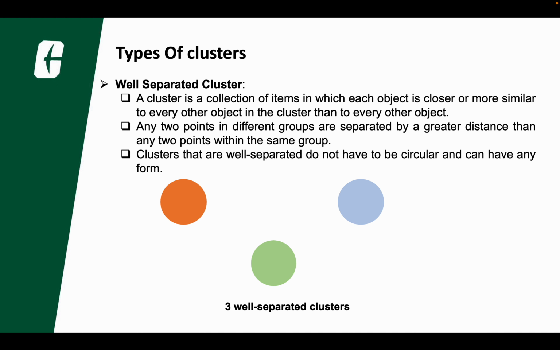A cluster is a collection of items in which each object is closer or more similar to every other object in the cluster than to any other object. So if you take any two points in two different groups, they are separated by a greater distance than any two points within the same group. That is also called a well-separated cluster. Well-separated clusters do not have to be circular and can have any other form. Here I have taken the example of three well-separated clusters.